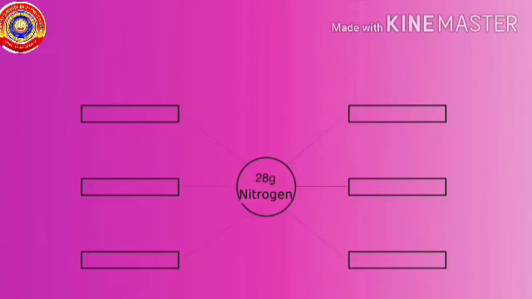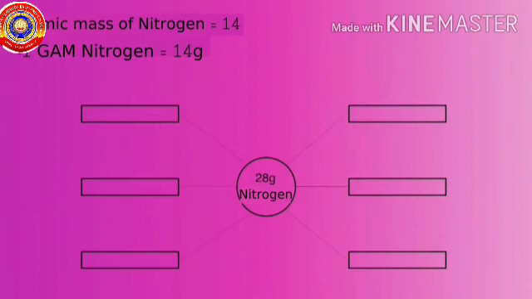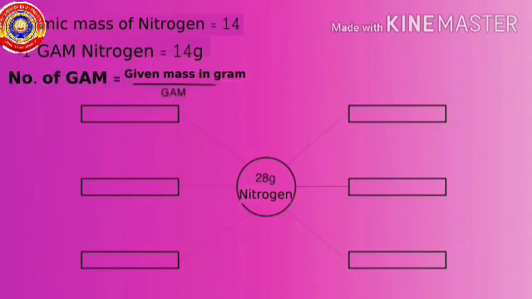A sample of 28 gram nitrogen molecule is given at the center. Let's calculate the number of GAM present in 28 gram nitrogen. Atomic mass of nitrogen is 14 and 1 GAM nitrogen is equal to 14 gram. So how many GAM are present in 28 gram nitrogen? 28 by 14 is equal to 2 GAM. As you know, the number of atoms present in 1 GAM is Avogadro number of atoms. Here, 2 GAM contain 2 into Avogadro number of atoms.